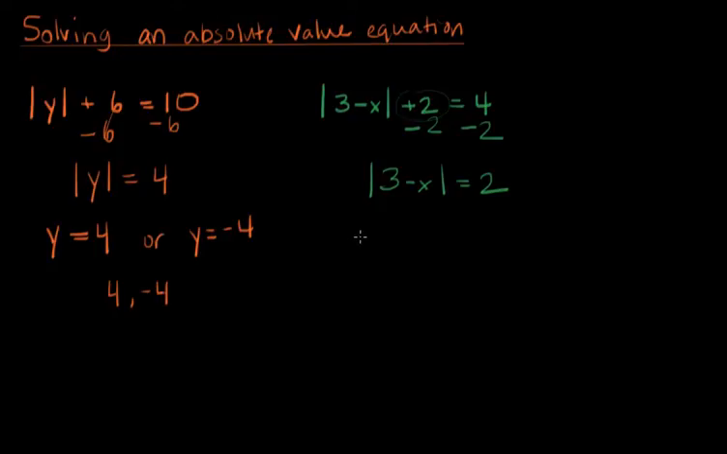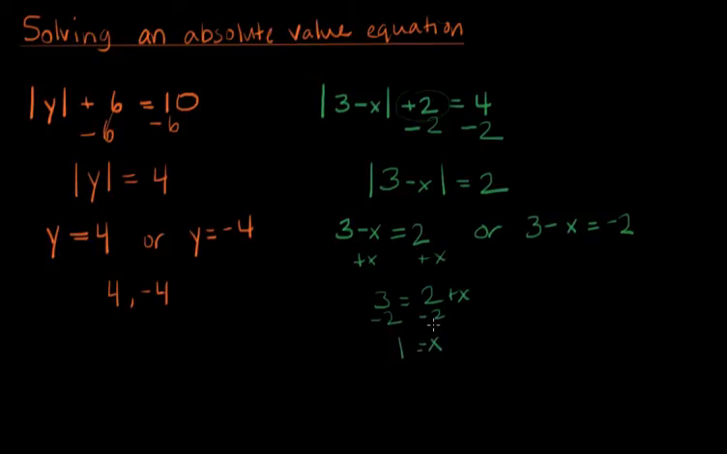Now that we know that, we can say again to ourselves, something inside the absolute value that's equal to positive 2 means that the stuff inside the absolute value is either equal to 2 or it's equal to negative 2. Now we can solve these equations. So we might bring x to this side and 2 to this side. So adding x to both sides, we would get 2 plus x is equal to 3. Subtracting 2 from both sides, we'll get x is equal to 1.